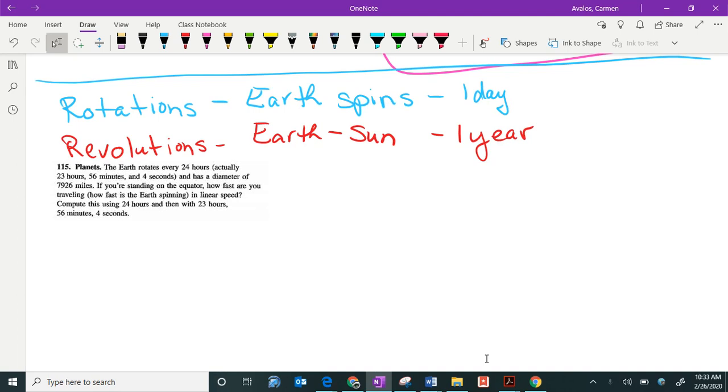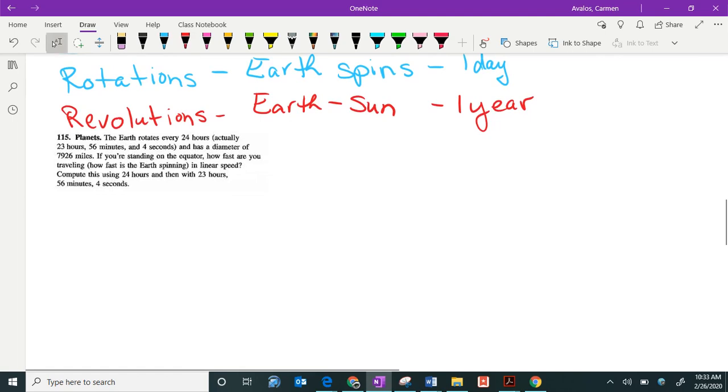So in problem 115, we have planet Earth, which rotates every 24 hours, actually 23 hours, 56 minutes and 4 seconds, and has a diameter of 7,926 miles. If you're standing at the equator, how fast are you traveling? We're talking about the linear speed, computing it using 24 hours and then using 23 hours, 56 minutes, 4 seconds. So we're going to do first the calculation for 24 hours.